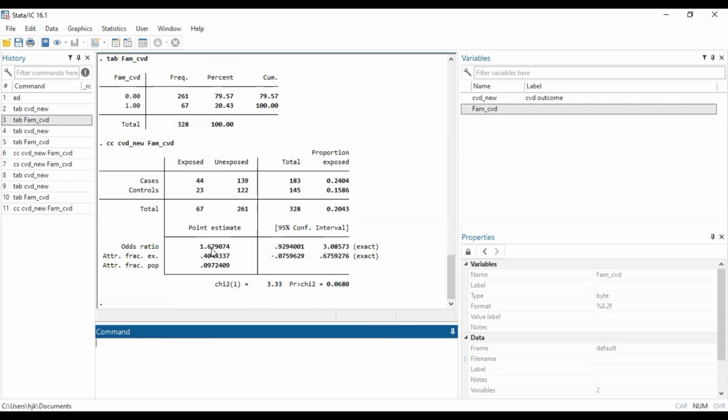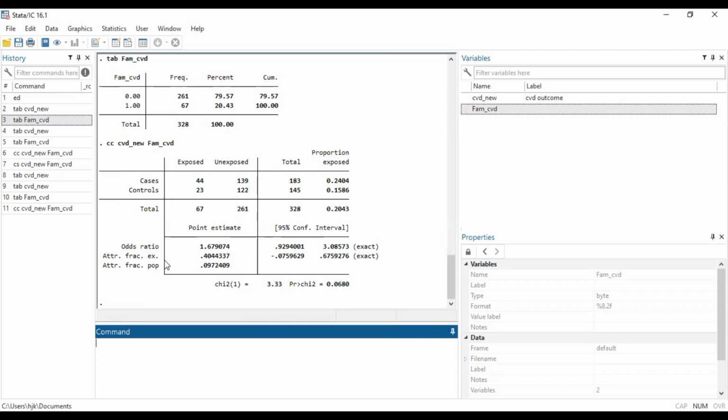So we set out to perform a case control study, and at the end of the day, we generated the data sets. And so when we want to look at the association strength, we look at odds ratio. So now the odds ratio here is 1.679074, meaning that there's about 68% increase in the odds of having CVD among the exposed compared to the unexposed.